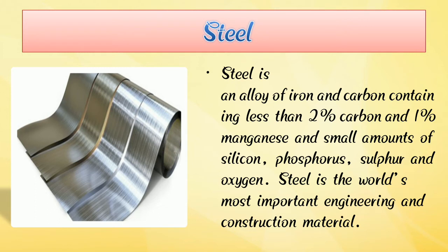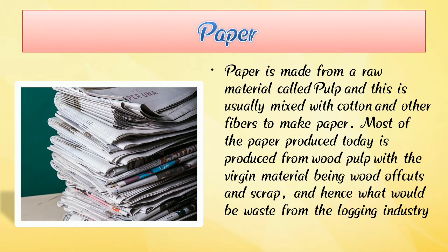Okay, now next is paper. So, children, here we find a photograph of paper. You all know about paper. So how is it made? Paper is made from a raw material called pulp, and this is usually mixed with cotton and other fibers to make paper.